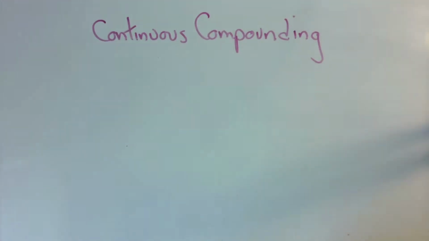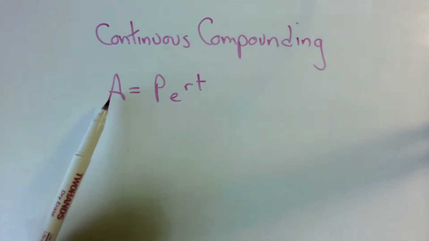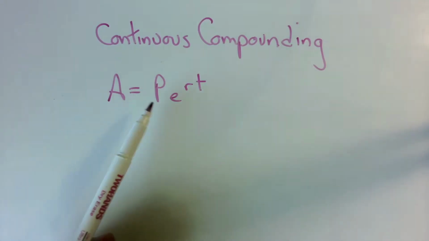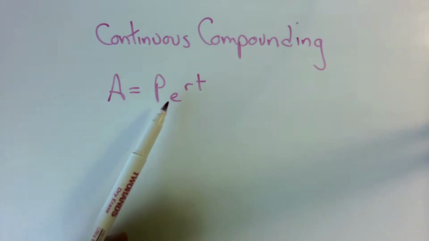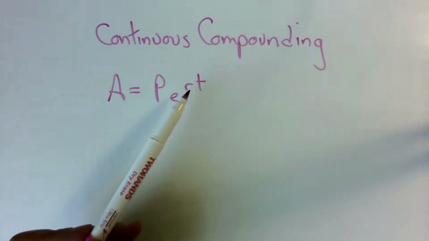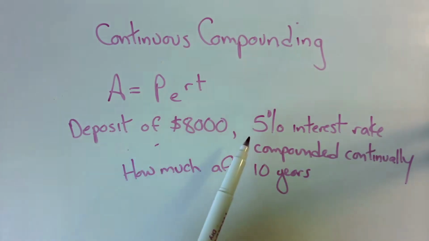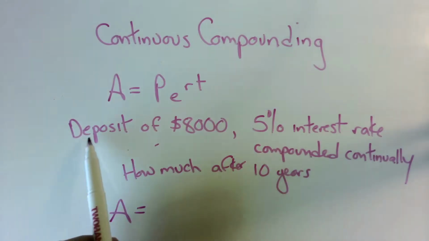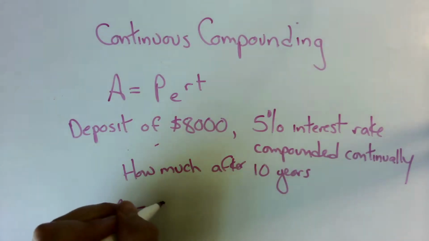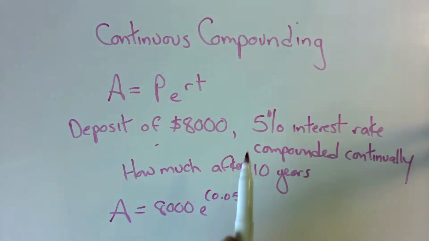The formula is A equals Pe^(rt). And what that means is the amount at any given moment is your principal times e raised to the rate times the time. So let's say you have a deposit of 8,000. You have a 5% interest rate that's compounded continually. How much do you have after 10 years? Okay, how much do you have? That's the A. Deposit of 8,000, that's your principal. Easy. 0.05 is your 5% interest rate. 10 years is your time.